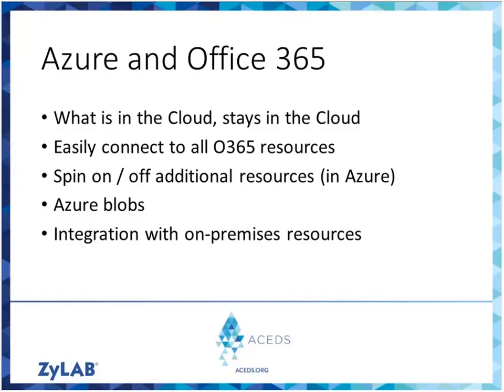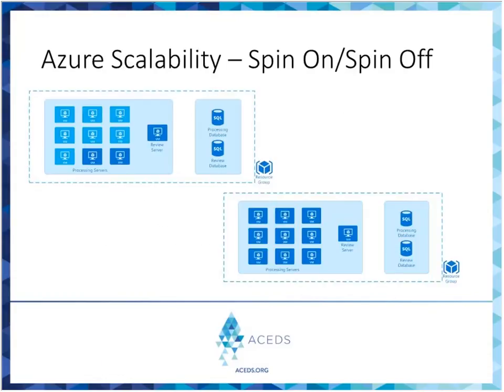And there are different ways how we can do that. Let me tell you a little bit more about the Azure scalability. What you see here on the left is typically an architecture where there's a number of machines in Azure that can be allocated. So in this case, you can allocate 9 processors or 9 servers for processing and 1 server for review.